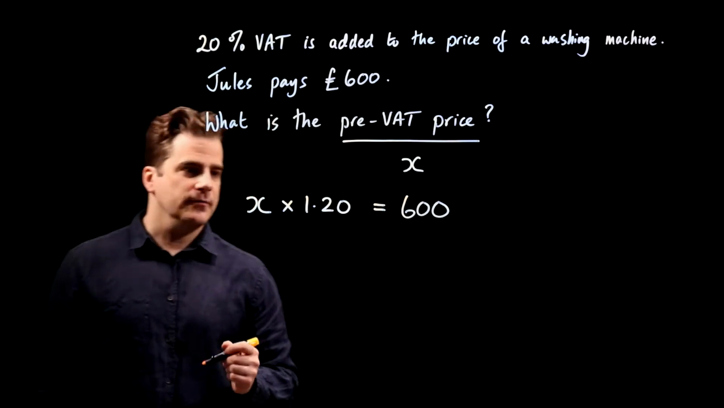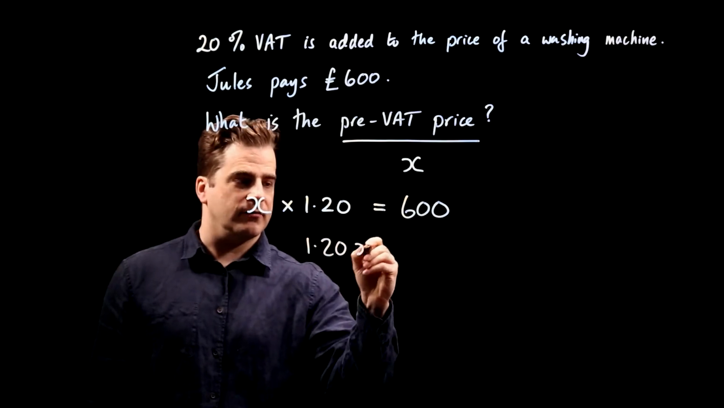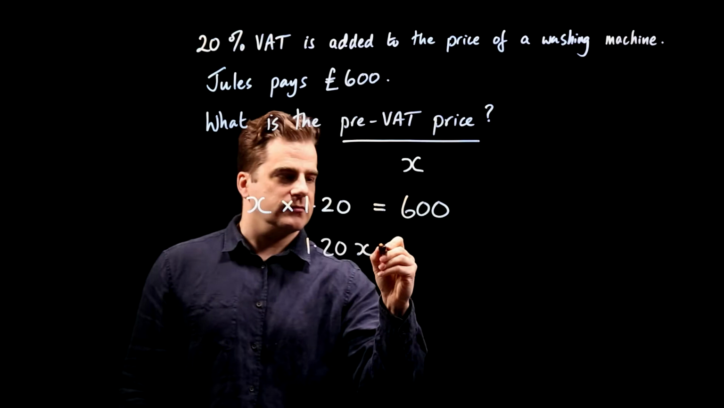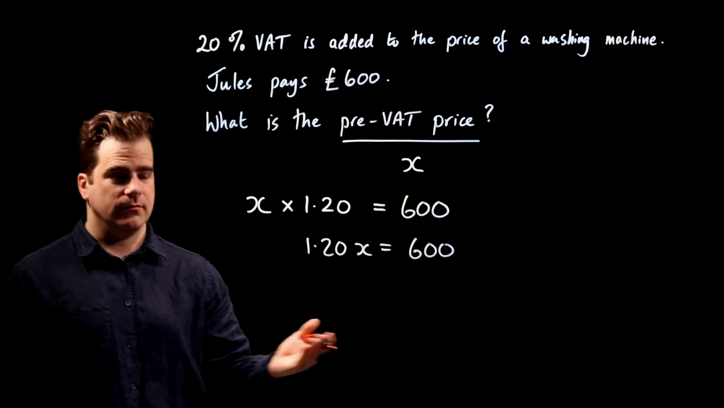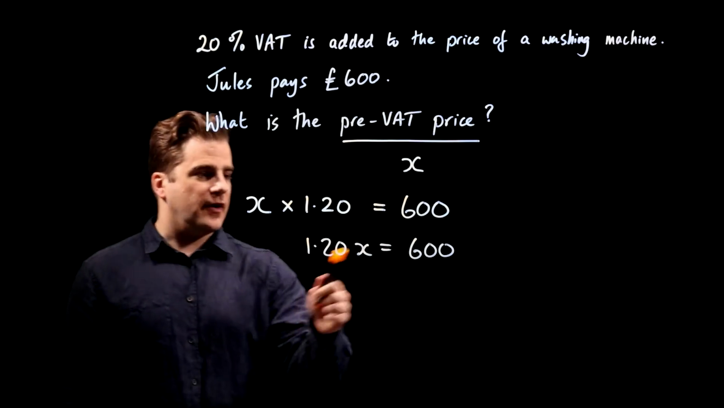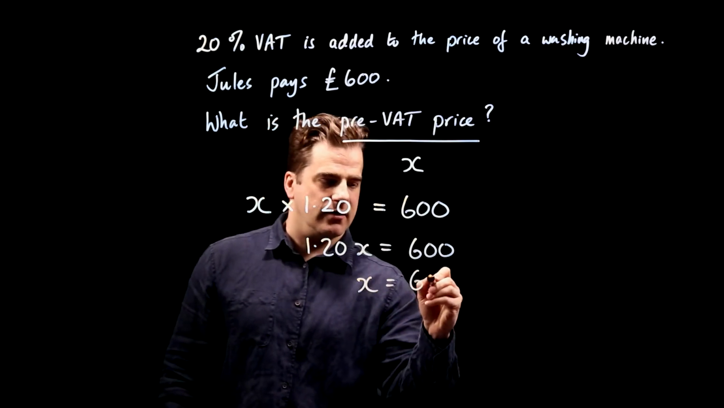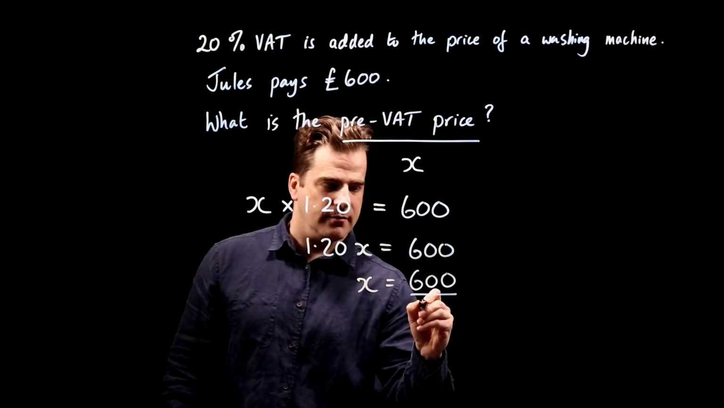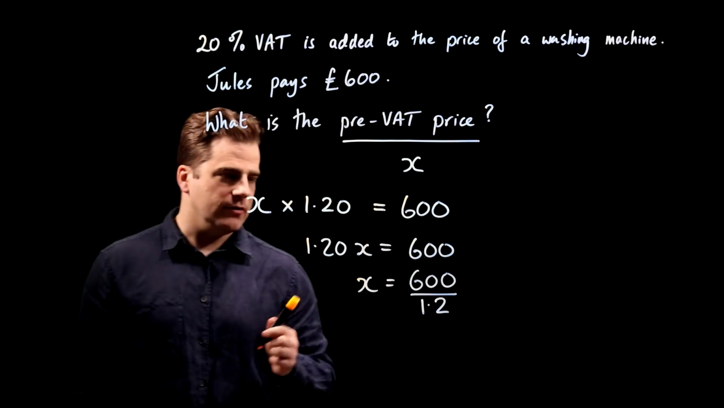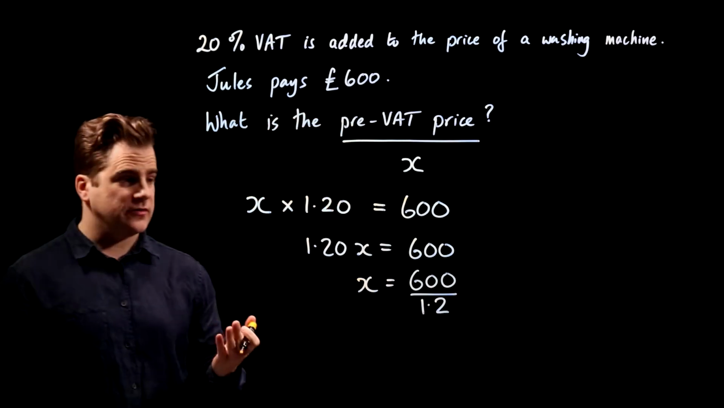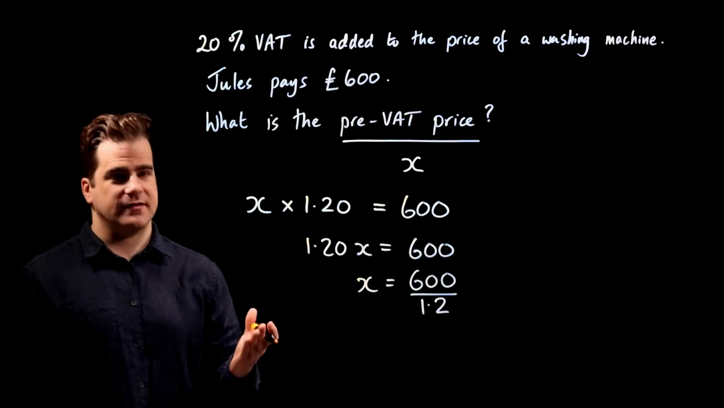Good. So you could also write this as 1.20 times x, if you like, equals 600. That's the same thing, slightly neater. It's up to you. Okay. Divide both sides by 1.20. So therefore x is equal to 600 divided by 1.2. I'm not going to bother writing 0 anymore. It would still be correct to write the 0 there if I wanted, but it's not necessary because it's after the decimal. 1.20 is the same as 1.2.